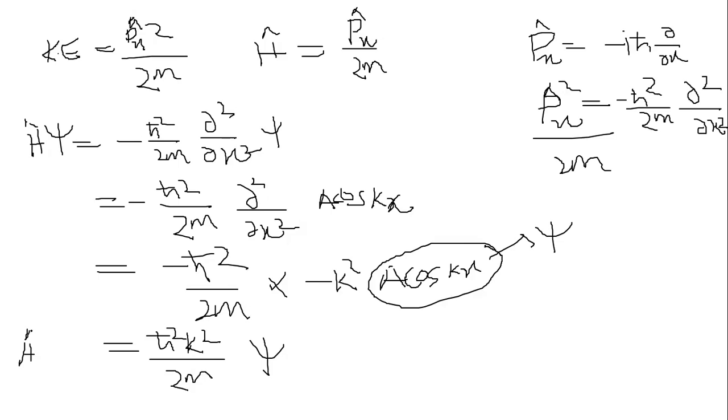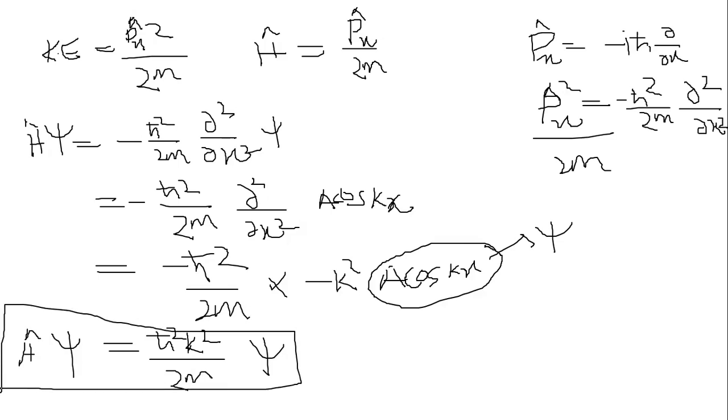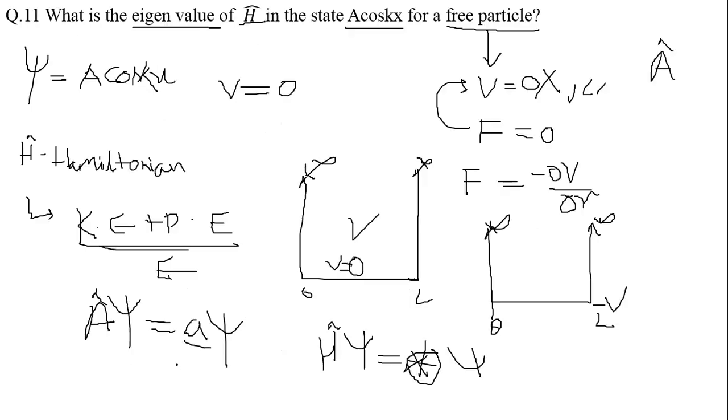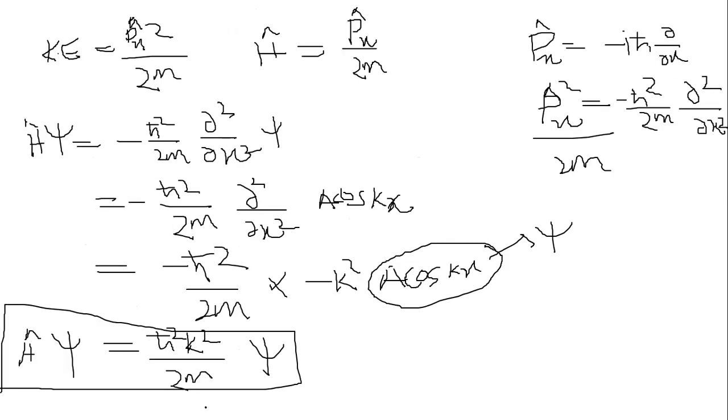So we get H psi equal to this much. When we compare it with the equation A cap psi equals a psi, where a is the eigenvalue, then here h cross square k square by 2m is the eigenvalue. So the energy of the particle or the system will be h cross square k square by 2m.